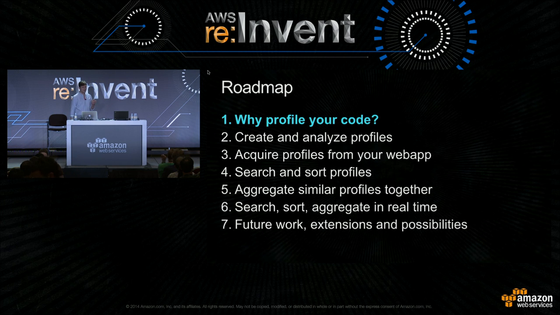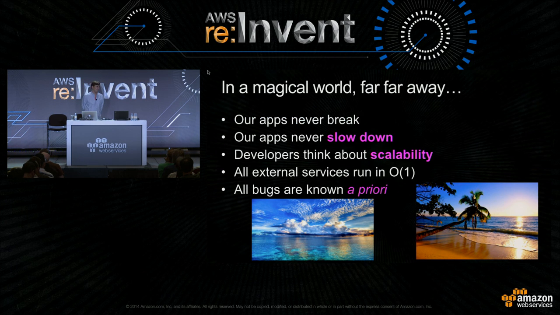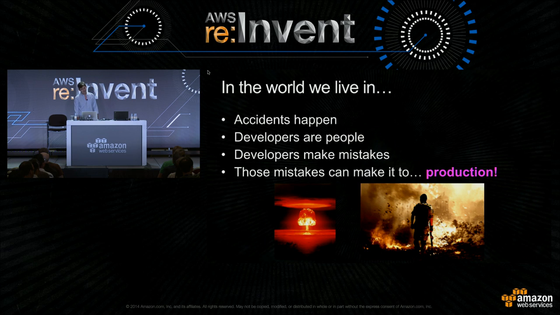Let's get started. In a magical world far, far away, apps don't break. They don't slow down. Developers actually think about scalability as a matter of course instead of as an afterthought. All your external services run in O(1), and they run in O(1) all the time. And you know about all your bugs ahead of time. It's paradise. There's beaches and palm trees. In the world we live in, not so much. Accidents happen. Developers are not Cylons, they are people. Don't forget it. And they make mistakes. And then these mistakes make it to production, and then we cry.